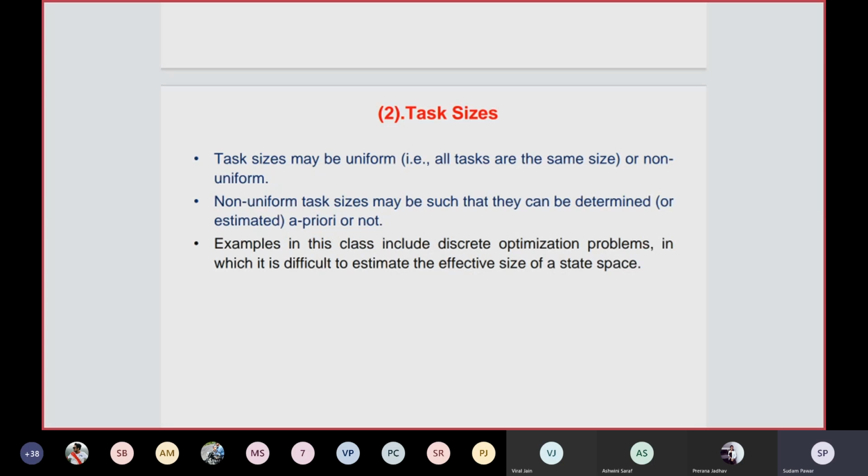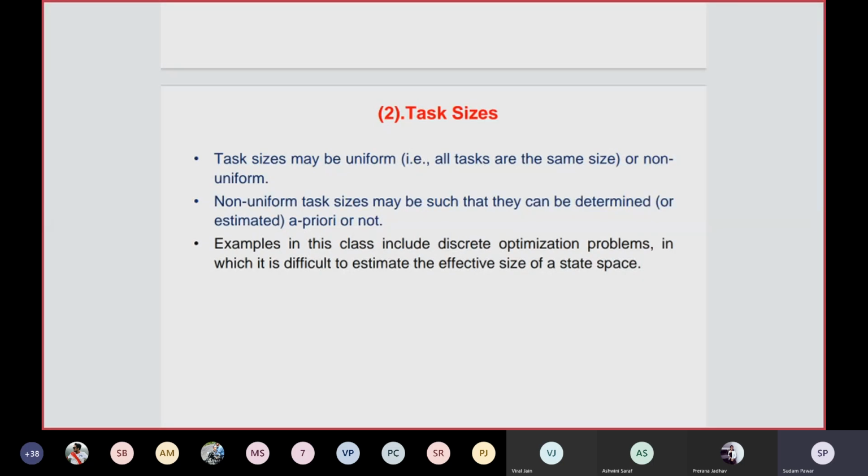Then our topic is in progress: characteristics of tasks. The second characteristic of tasks is task sizes. Whatever tasks are generated by following the first characteristic, that is task generation, the generated subtasks might have uniform size in case of fine-grained tasks, or they may have non-uniform size also.